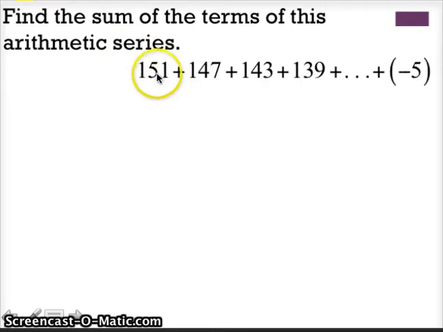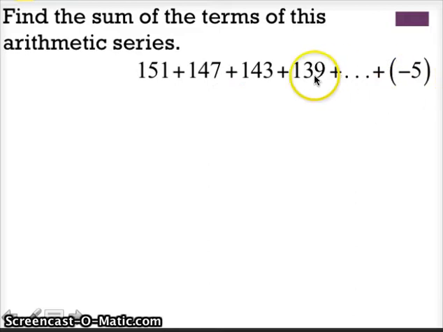Okay, so here's our sequence. It starts at 51 and goes down to 47, 43. Okay, and we're going to continue this sequence all the way down till we get to -5. So it looks like we're subtracting 4 from each of these values, right? It's going down by 4 each time. And what do you have if you add up all the things in the sequence going down to -5?